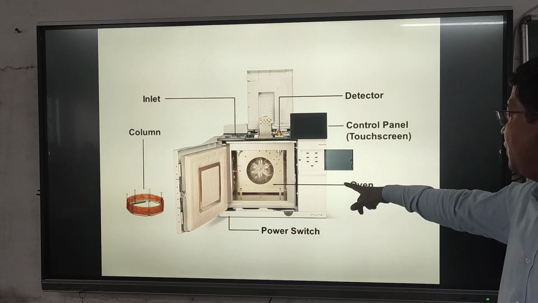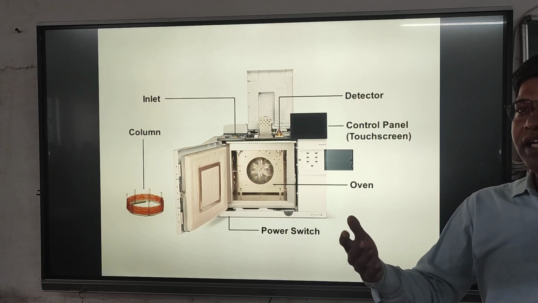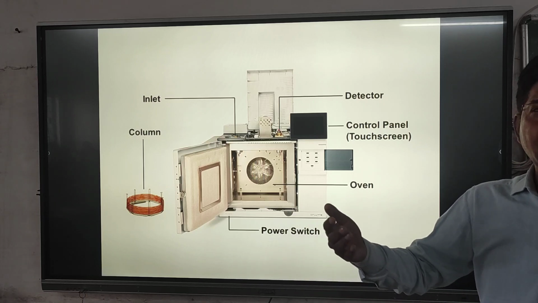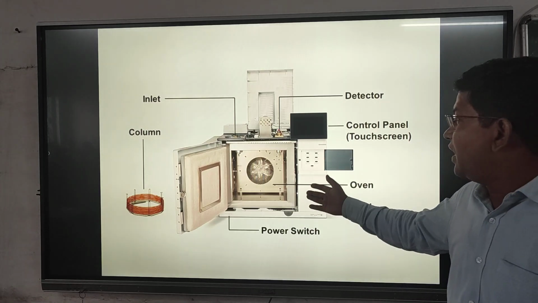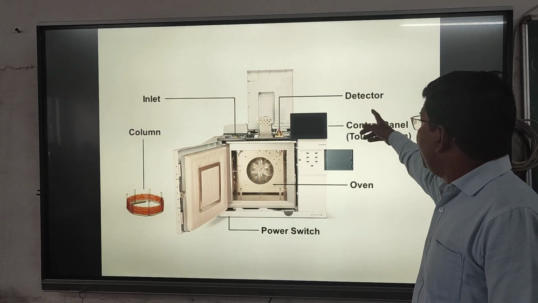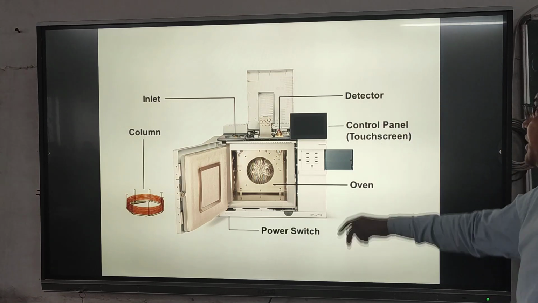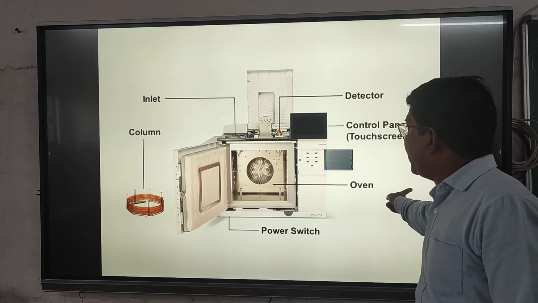Then we have an oven. The function of the oven is to provide different temperatures for making the chemical substance volatile. Then we have a detector. The final part of this instrument is the detector, where the compound mixture is finally separated and identified.